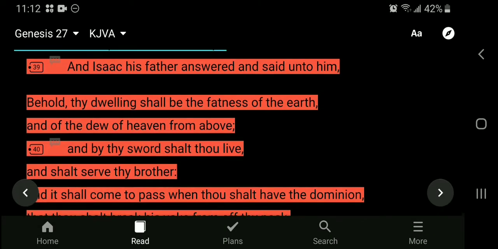All right, so let's break it down. Behold, thy dwelling shall be the fatness of the earth. And what does that mean? Well, that means that Esau would be dwelling in the best places in the earth, and he would have dominion. So who is in rulership right now? It would be no other than the so-called white man. Who is Esau? You see, his blessing would be the fatness of the earth, and by the sword he shall live. Now, how did he get this land?